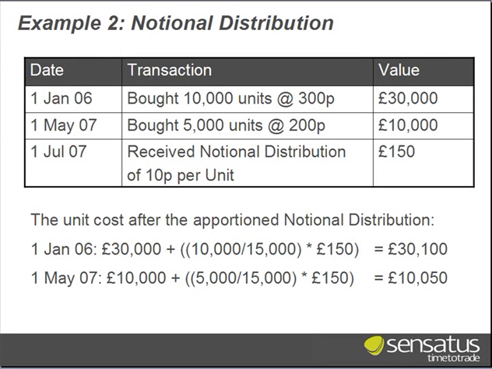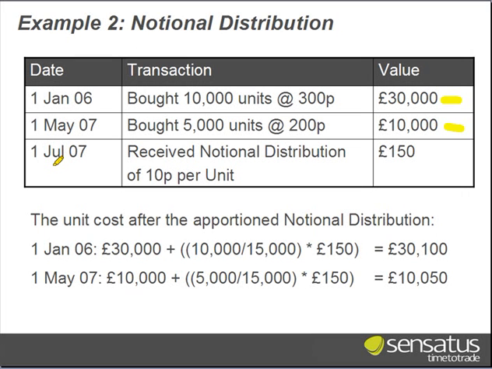Let's consider the following example. On the 1st of January, let's assume that again 10,000 units were bought at a price of 300 pence. So the total cost of the units before any notional distributions was £30,000. Then on the 1st of May 2007, another 5,000 units were purchased at 200 pence, and again the total cost before any notional distribution was £10,000.